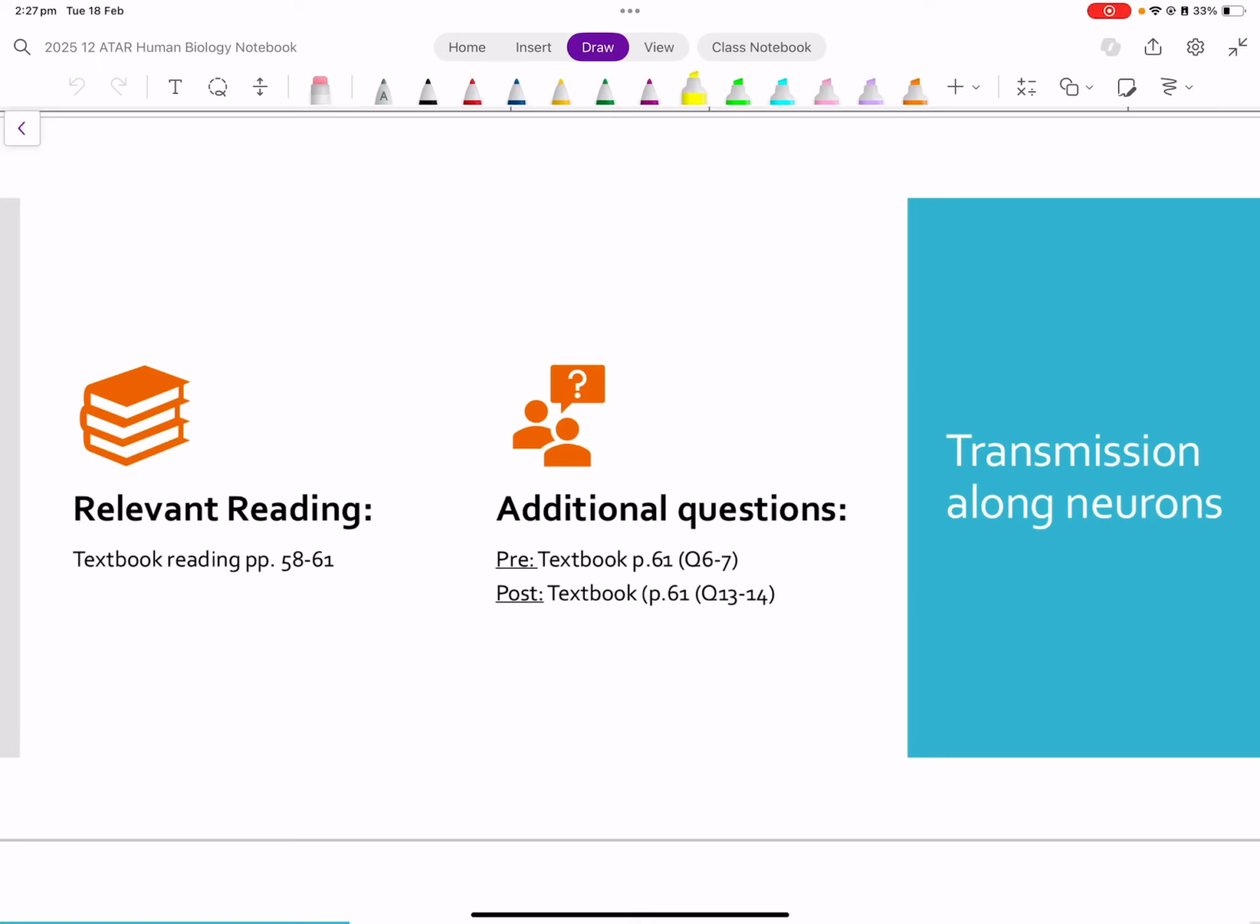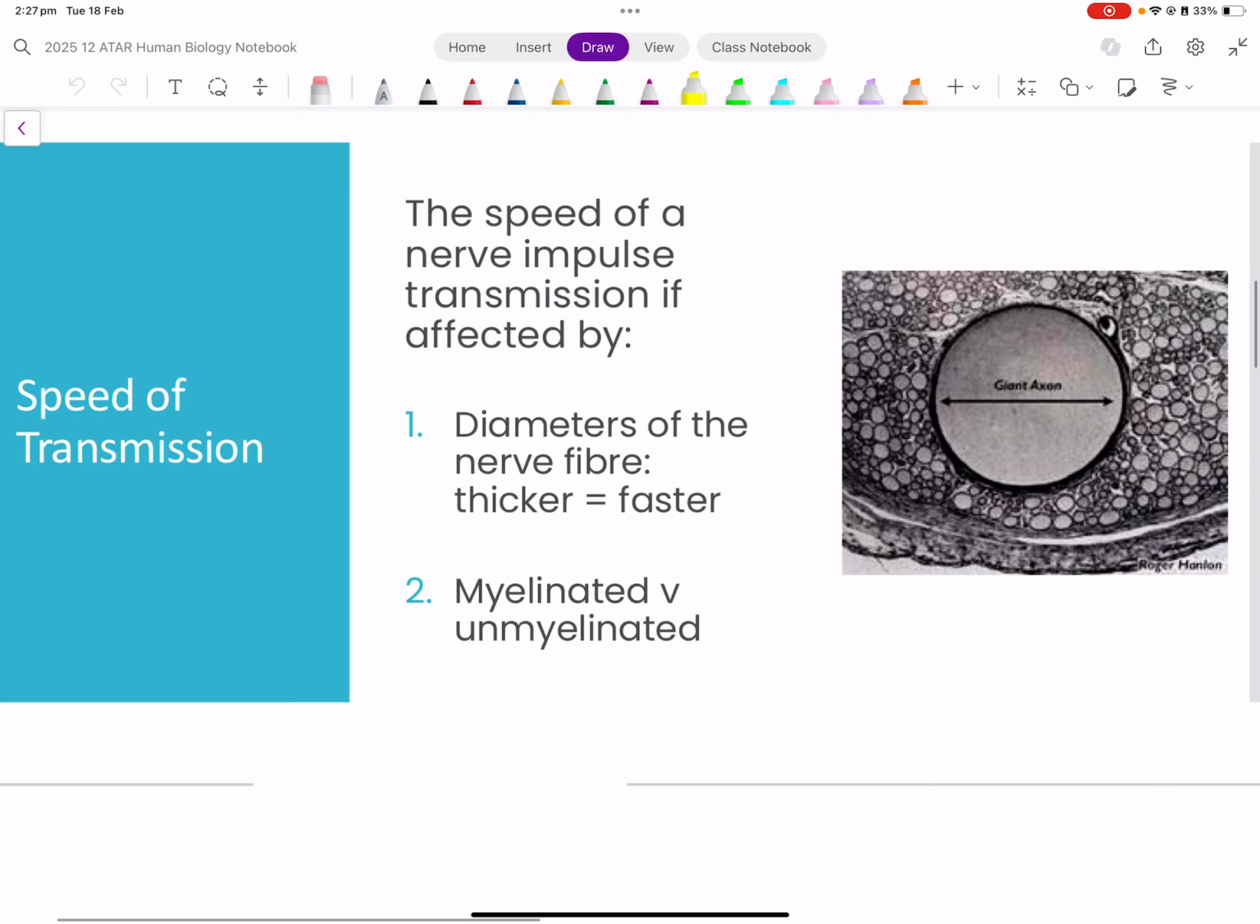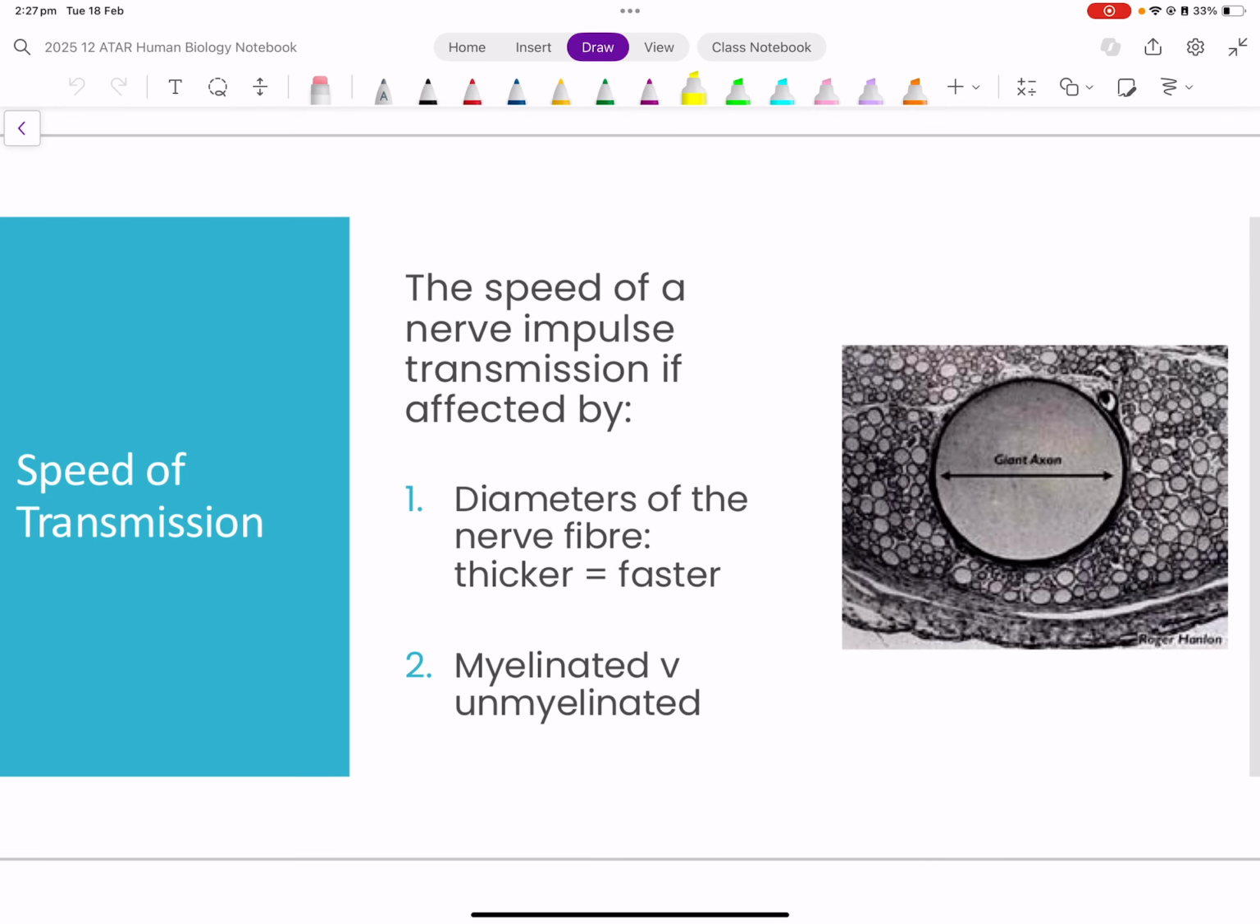Now that we've been through action potentials, we can talk a little bit more about what this action potential does as it travels down the length of a neuron. When we talk about traveling the length of a neuron, it's important to recognize that there are two different types of axons that a nerve impulse can travel along. Number one, myelinated, and number two, unmyelinated.